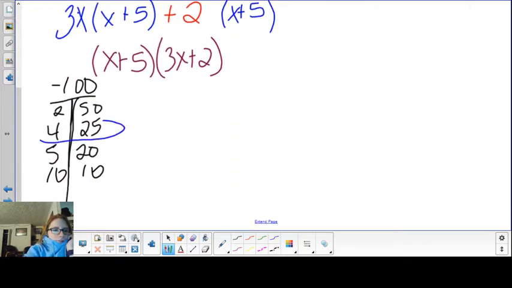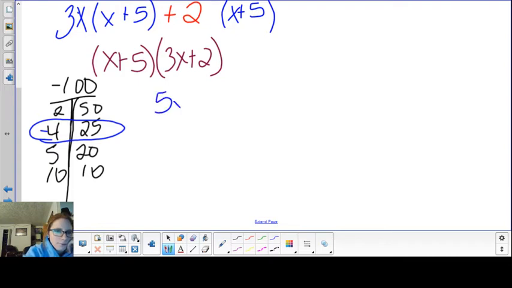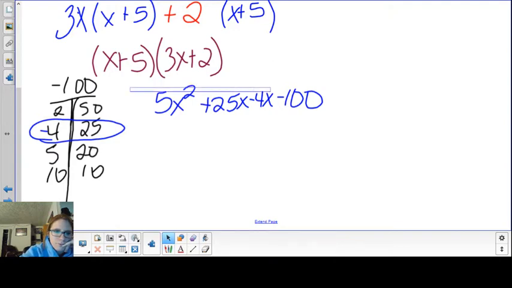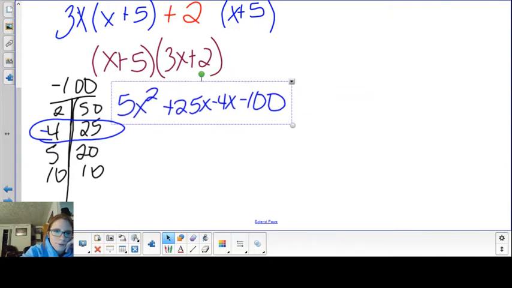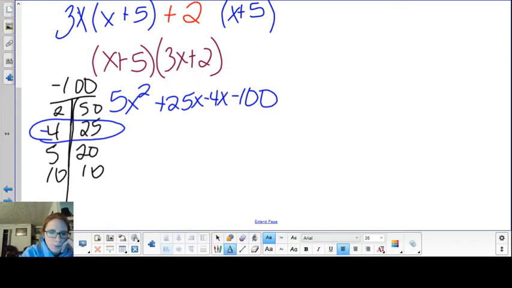Okay, so I want 4 and 25, but I want a positive 21 in this case, so I'm going to take 25 minus 4. So I have 5x squared plus 25x minus 4x minus 100. I'm going to move that over a little bit. I don't want to get into our workspace for the next problem.